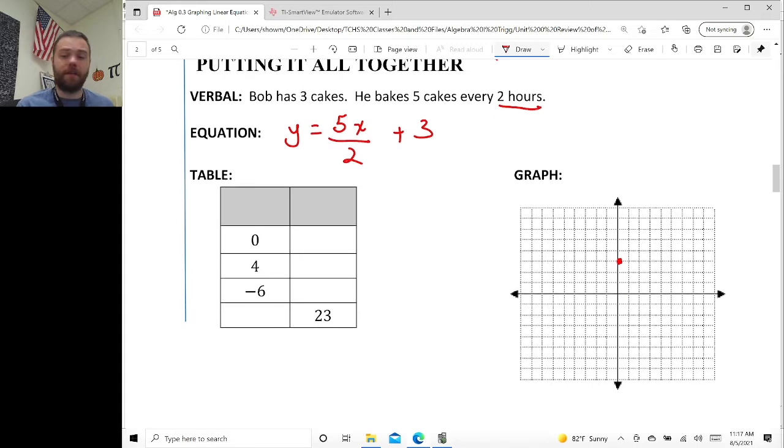One thing that I'm going to say about this video, I guess it's just a disagreement. Would I think of negative time? Would I say, okay, I want to see how many cakes he had 6 hours ago? I don't think that's practical. The reason is because if he starts out with 3 cakes and he bakes 5 every 2 hours, then if I think about 6 hours ago, he's going to have negative cakes baked. So whenever you're considering time, you think of it as 0 or positive. So I'm actually going to mark that out and not talk about it.